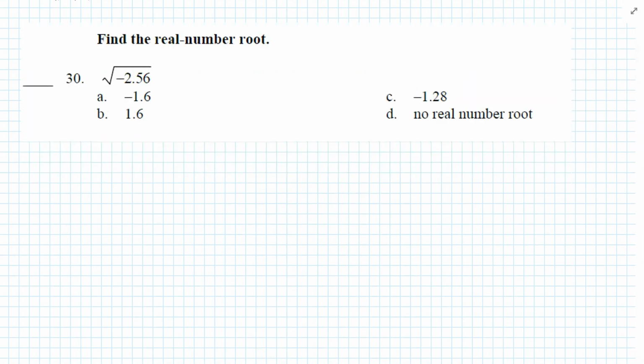Find the real number root. Well, what's my index? My index is 2. Okay. Even indexes, I can never, ever, ever have a negative radicand. So there is no real number that can be the square root of a negative.